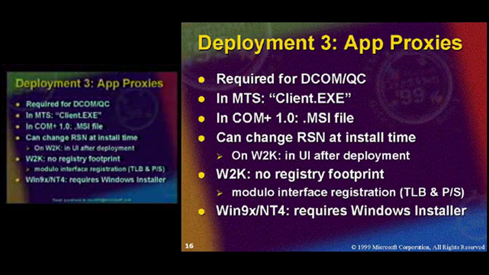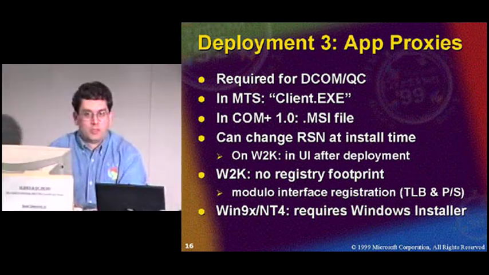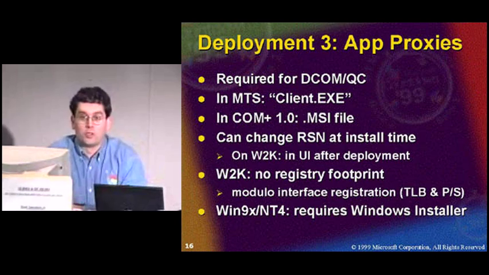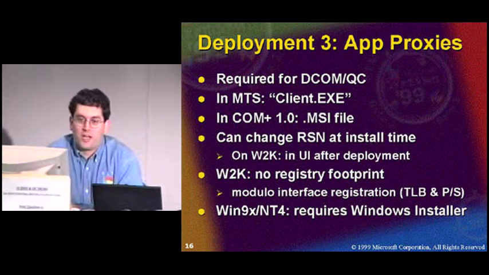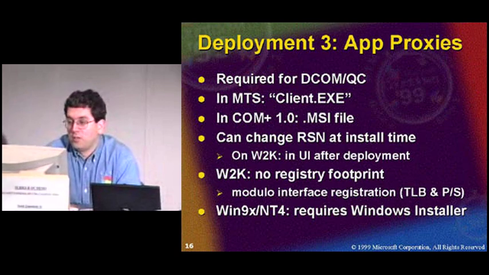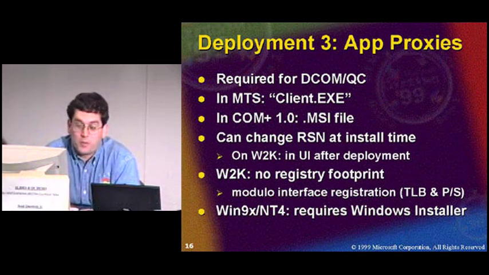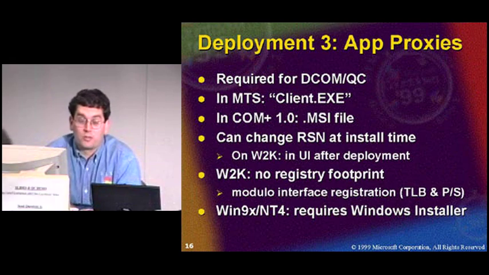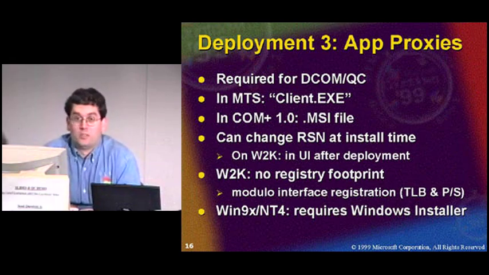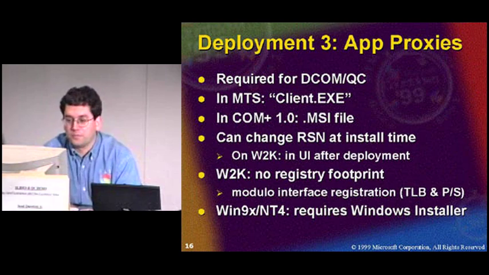Well, now let's talk a little bit about distributed applications, where I have either two servers talking to each other, or a client talking to a server, a desktop talking to a server via DCOM or via QC. The problem here is basically we need to get type libraries and proxy stubs for the interface information onto the machine, and we need to get a class registration onto the machine that allows COM to find the server, basically to know the remote server name that I'm going to talk to.